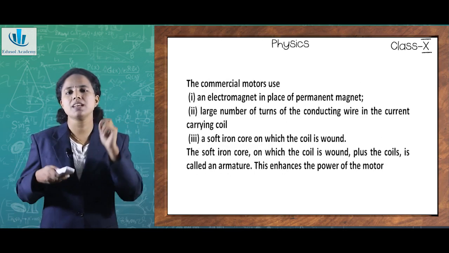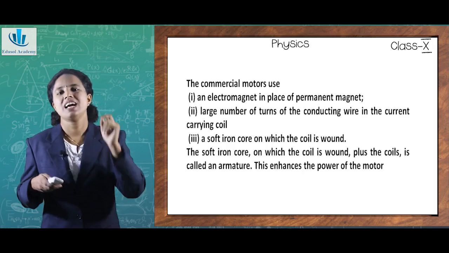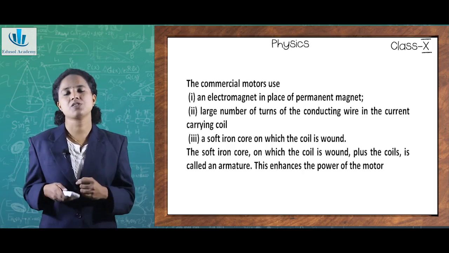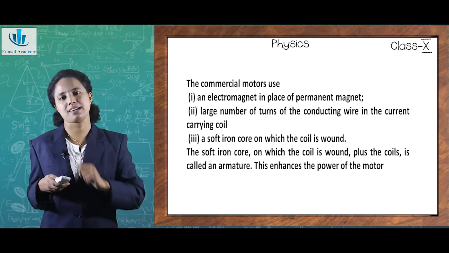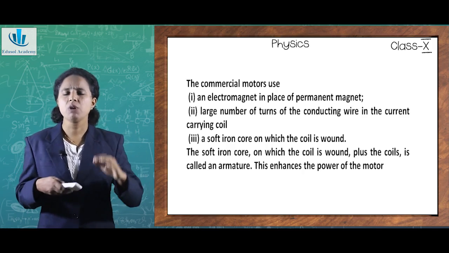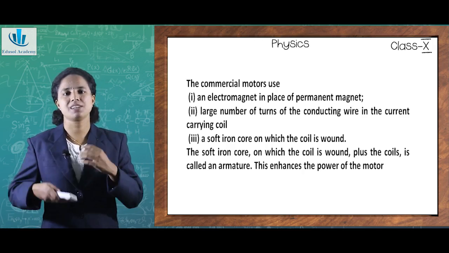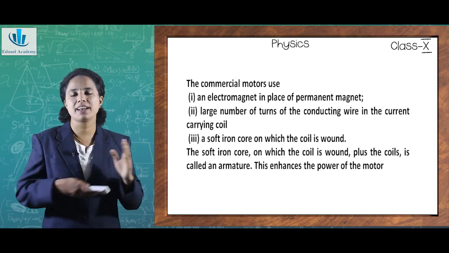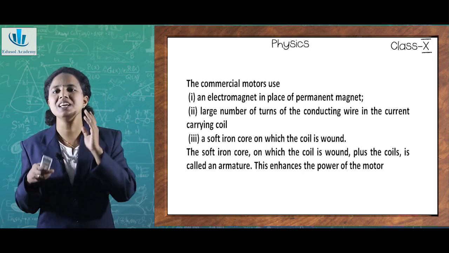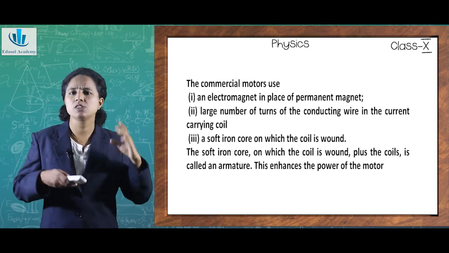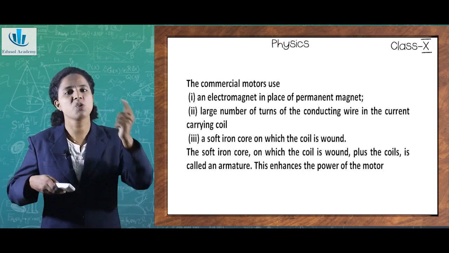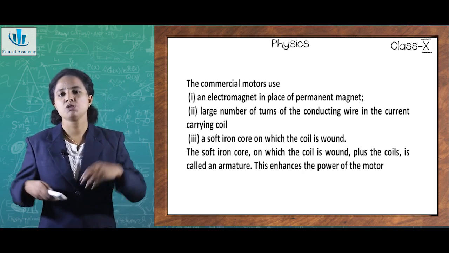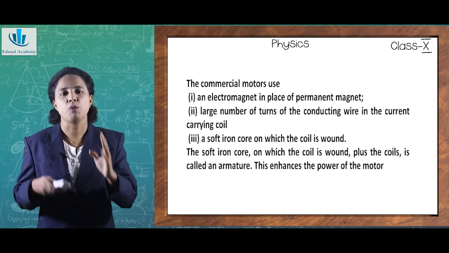Some of the important points to consider about commercial motors are that they use electromagnets in place of permanent magnets, and they have a large number of turns of conducting wire in the current carrying coil. Since they have a large number of turns of conducting wire, the strength of the field also will be more, isn't it? The soft iron core on which this coil is wound, along with the coil, is called an armature. This will enhance the power of the motor that we use.